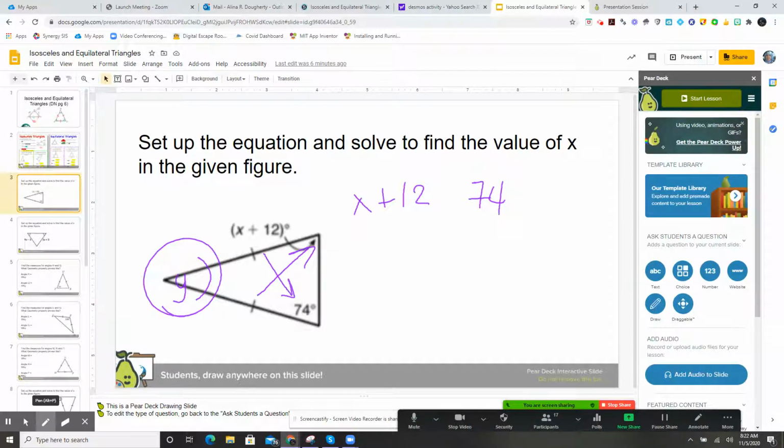So that they equal each other? They would 100% equal each other. Those are the base angles, okay? This angle here and this angle here are going to be congruent. So then you just solve that.